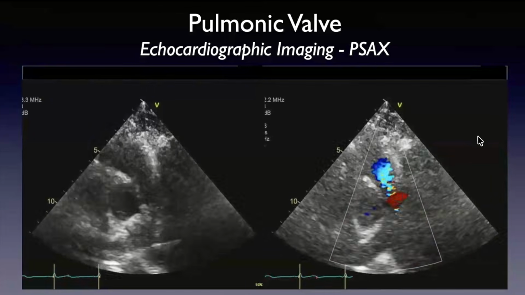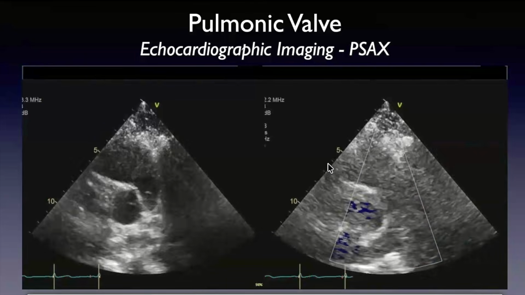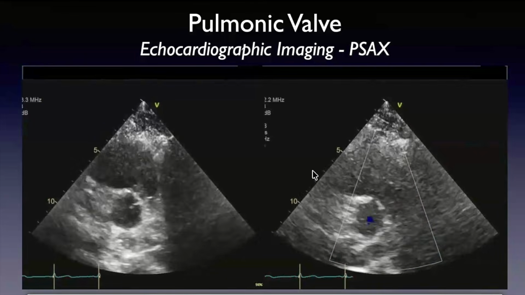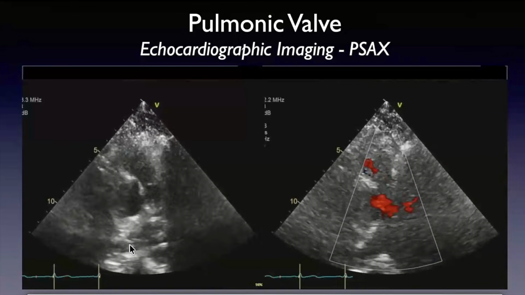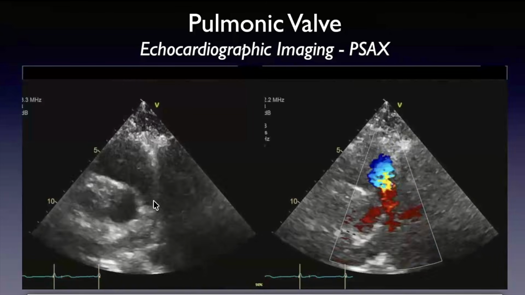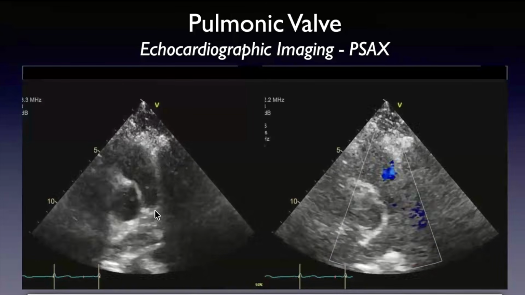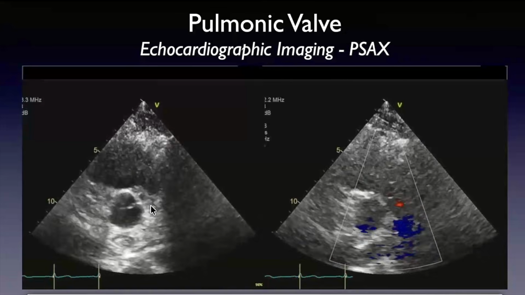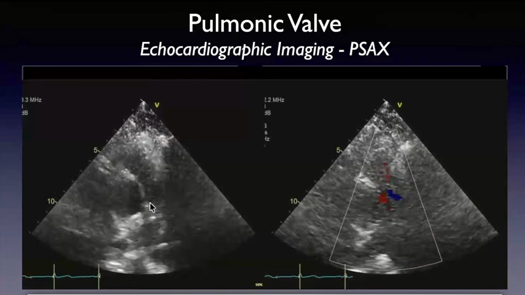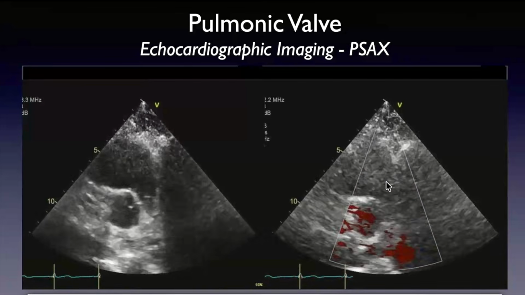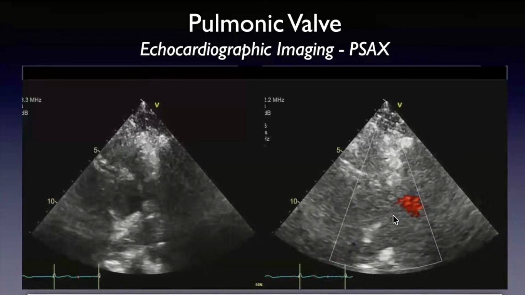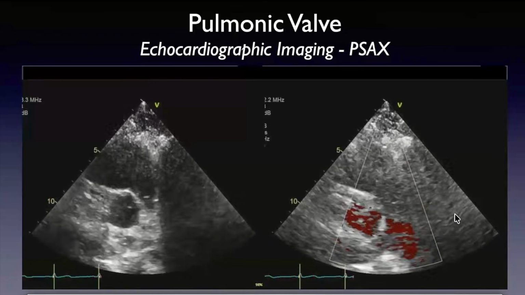Standard parasternal short axis view. This is a good view to look for branches of the pulmonary artery, the RPA and the LPA shown here, and the pulmonic valve here. You can't even see it opening during systole, but you can definitely see it closing in diastole. And you can see the flow acceleration through the RVOT going through the valve there.